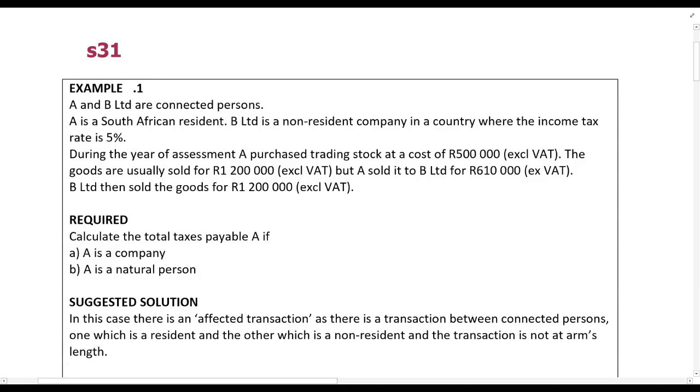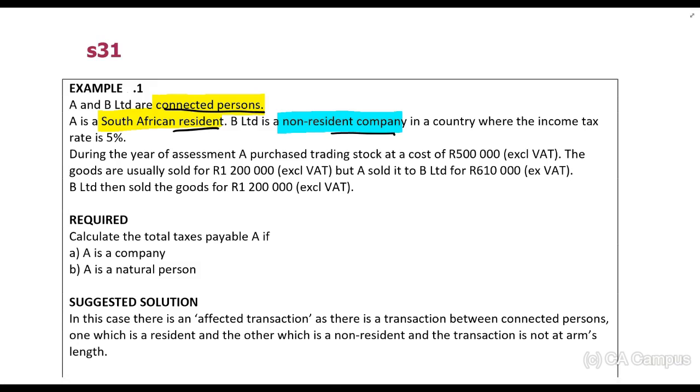A and B Limited are connected persons. A is a South African resident and B Limited is a non-resident company in a country where the income tax rate is 5%. Already you need to see that we've got a connected person, a resident and a non-resident, so we need to look for an affected transaction. Remember, an affected transaction is basically a transaction between connected persons, one of which is a resident and the other not, and the transaction is not at arm's length.